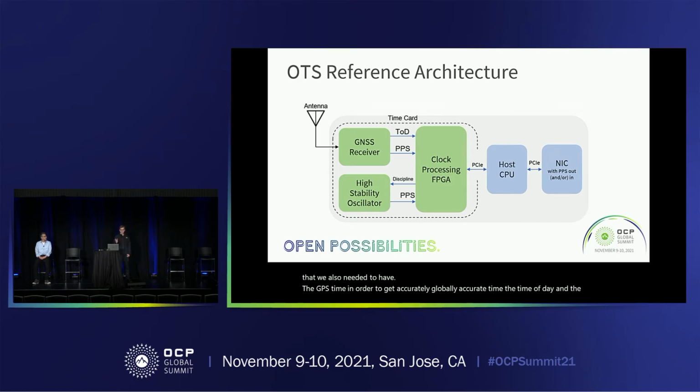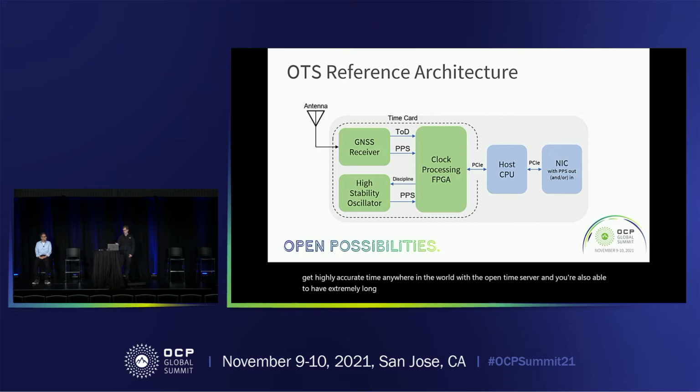So to do that, we have a GNSS receiver on the board, and then we also have a high stability oscillator that's disciplined by the PCIe bridge, the FPGA PCIe bridge. So between the two of those, you're able to get highly accurate time anywhere in the world with the open time server, and you're also able to have extremely long holdover.